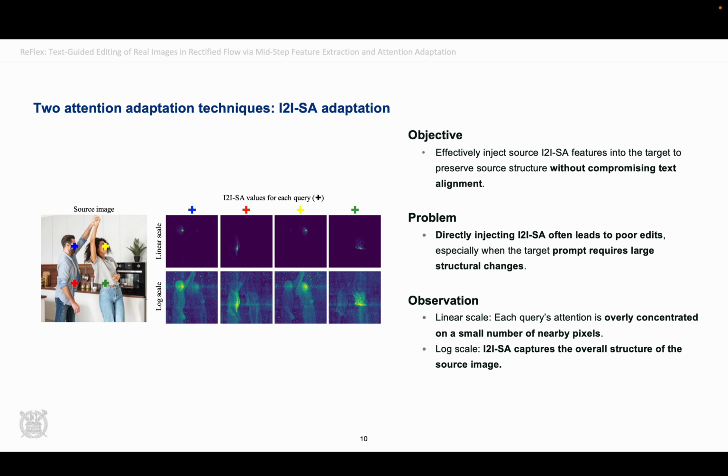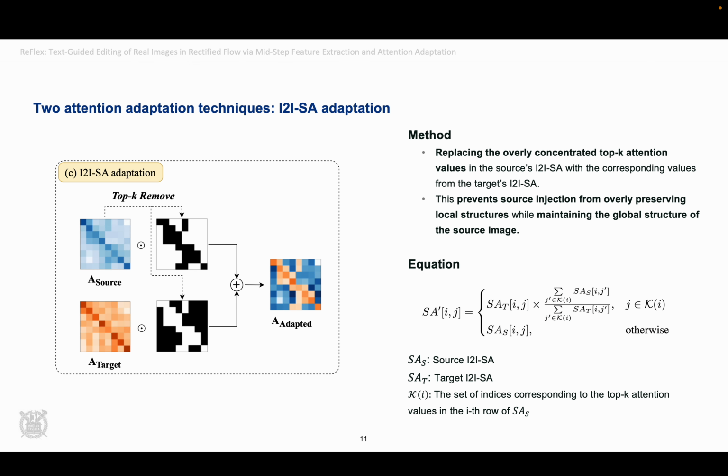From the linear scale visualization, we found that each query's attention is excessively concentrated on a few neighboring pixels. At the same time, the log scale visualization revealed that each query's attention also captures the overall structural information of the entire image. Based on this analysis, we designed the following technique. Our method replaces the excessively concentrated top K attention values in the source I2I attention with the corresponding values from the target I2I attention. This allows us to prevent the local structure from being overly preserved when injecting the source I2I attention while still maintaining the overall structural layout of the source image.